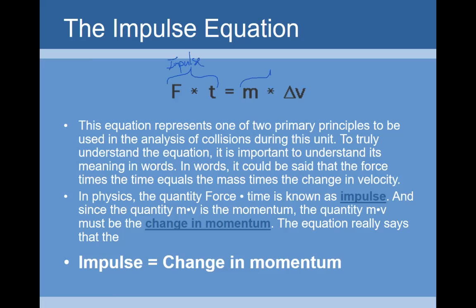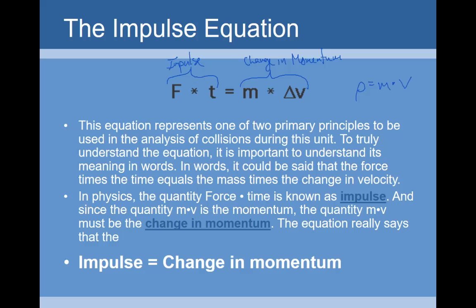And m delta v, this is what's known as change in momentum, which should make sense because remember that momentum is equal to mass times velocity. So a change in velocity is going to change the momentum, and that's equal to the impulse, which is force times time. Now, this is a point where I really like to take a look at the units.